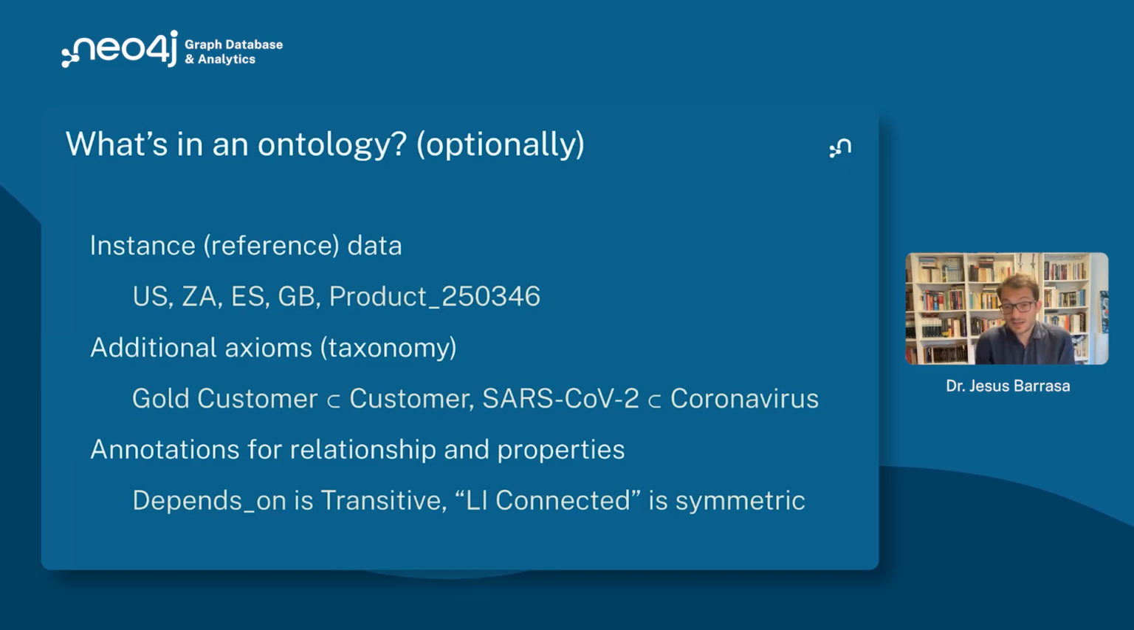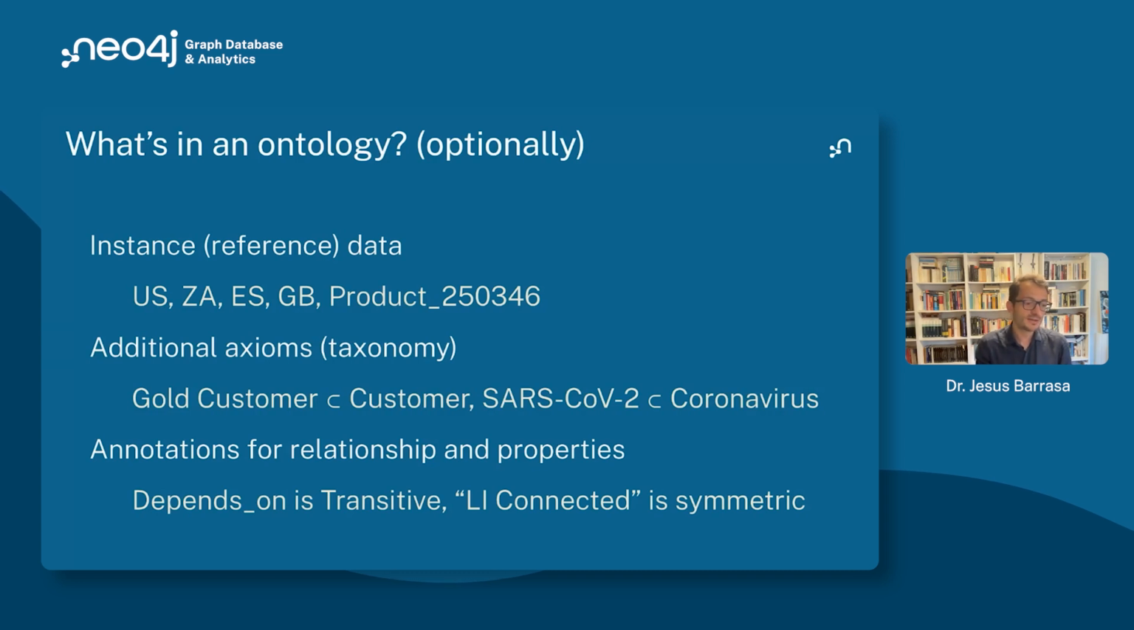And finally, you can add even more annotations to relationships. For example, this relationship is transitive. Think of LinkedIn. Well, actually, for transitive, it might be a dependency. Depends on is the example there. If something depends on something else, and this something else depends on another thing, this indirect dependency indicates that the first element depends indirectly on the third. So it's the notion of transitiveness.